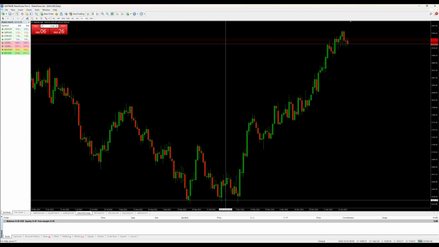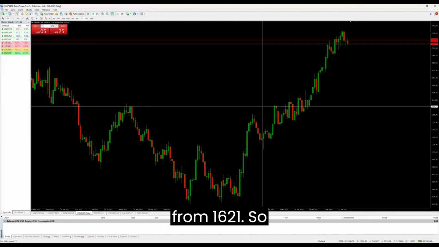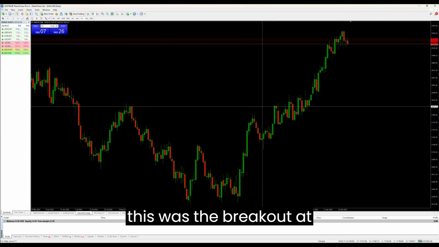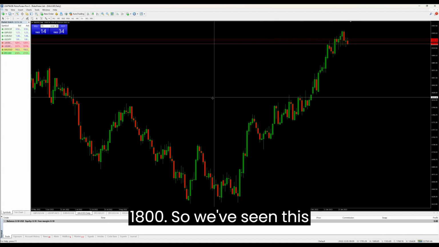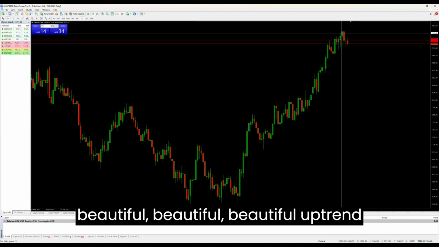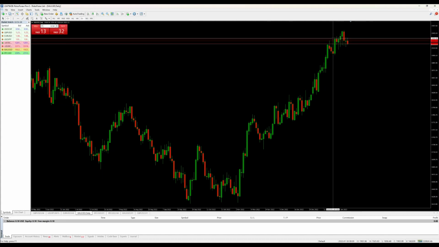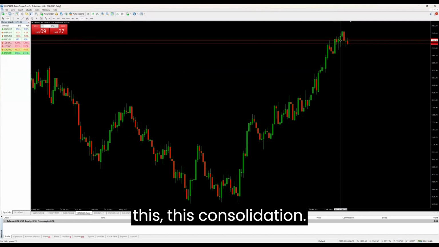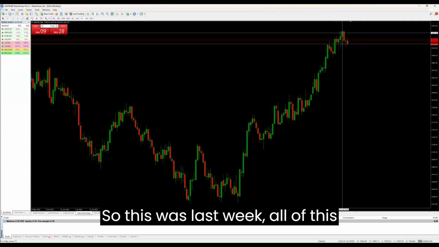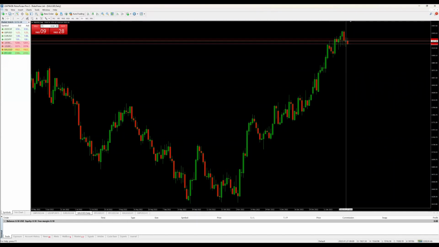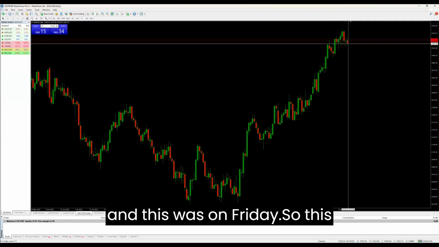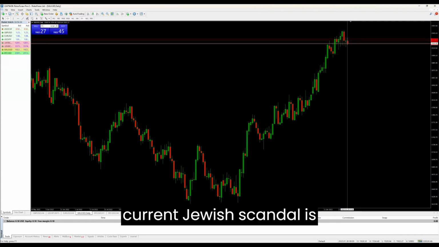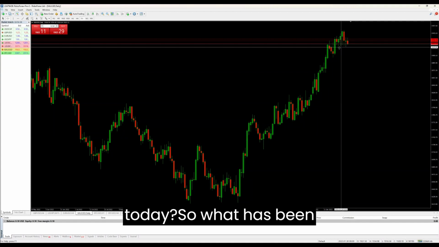We started this trend from 1621. So this was the breakout at 1800. So we've seen this beautiful uptrend. And in the past days, we've been seeing this consolidation. So this was last week, all of this, and this was on Friday. So this current bearish candle is today.